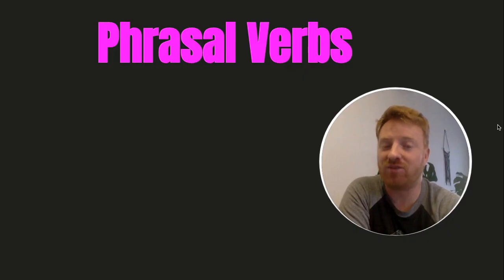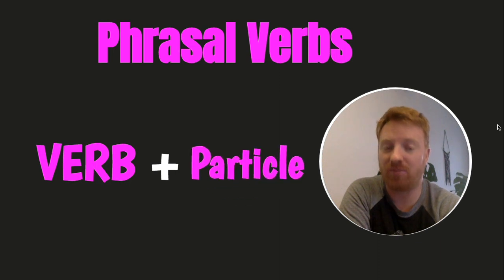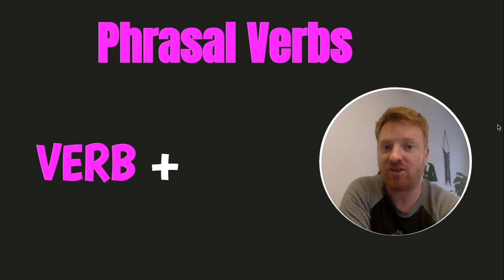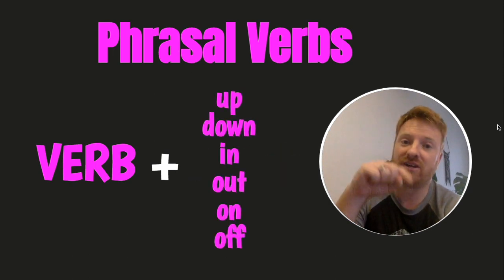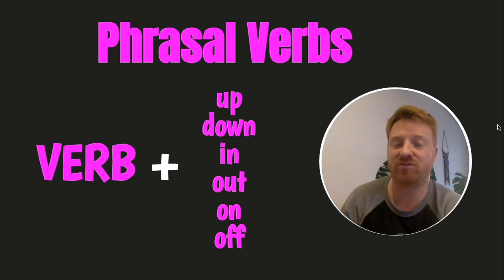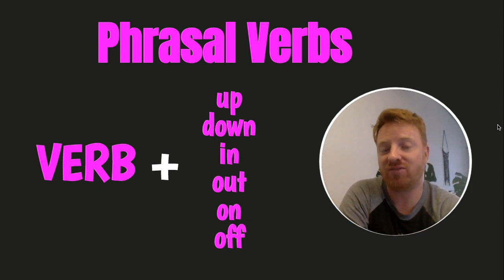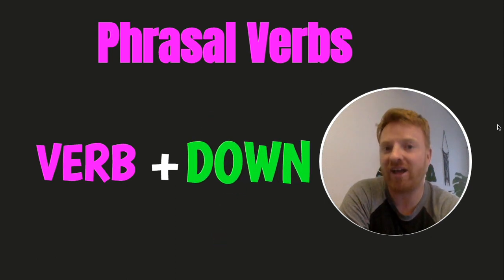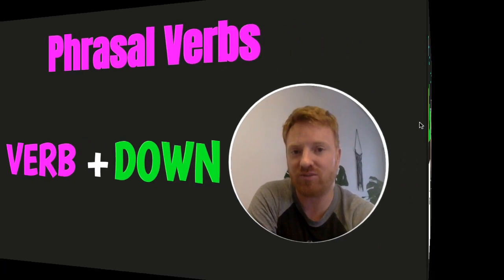Okay, a quick review. A phrasal verb is a verb and a particle. Now, a particle is basically just a preposition. For example, up, down, in, out, on, and off are all different types of particles that we use in a phrasal verb. And when we do this, it changes the verb completely sometimes. Now, today's focus is why and when we use down as the particle in phrasal verbs.